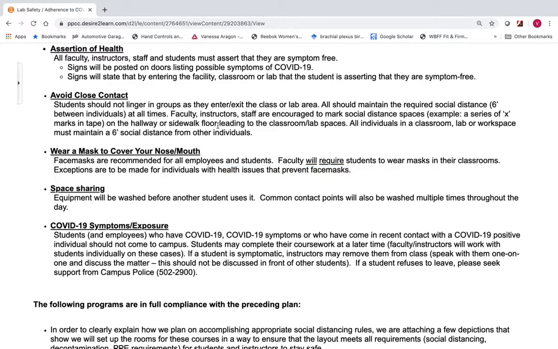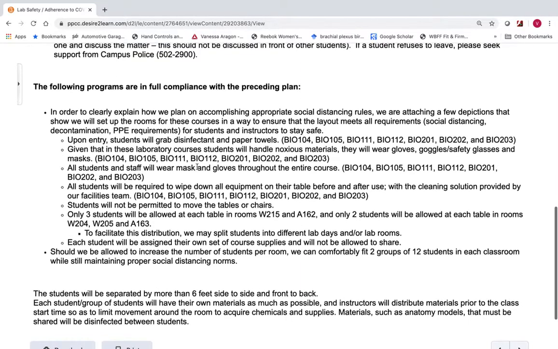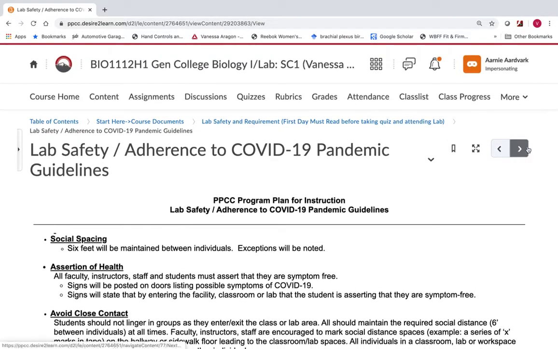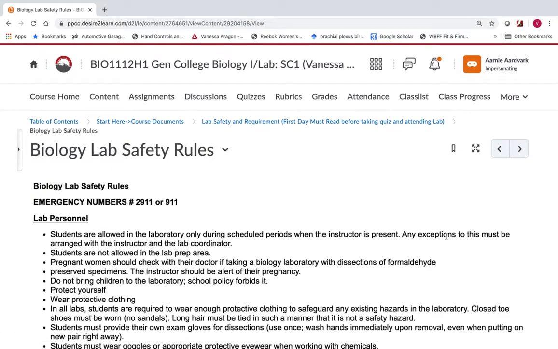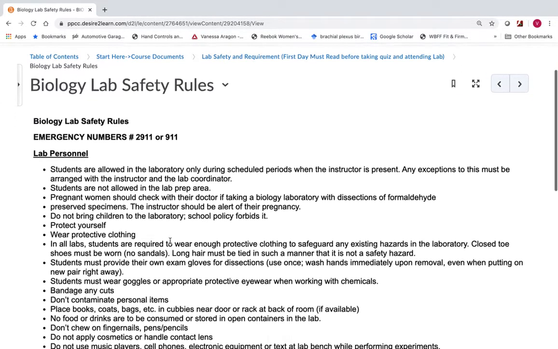All right, so with that, space sharing, cleaning, I'm sure you've read all of this. You had to take a quiz on it. I'm going to go ahead and go to the next one. The next one is your lab safety rules. So with that, I'm not going to read through this. You have gone through it.